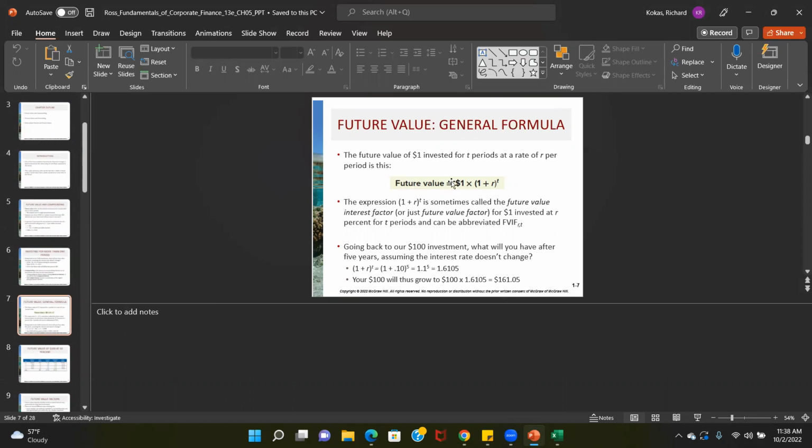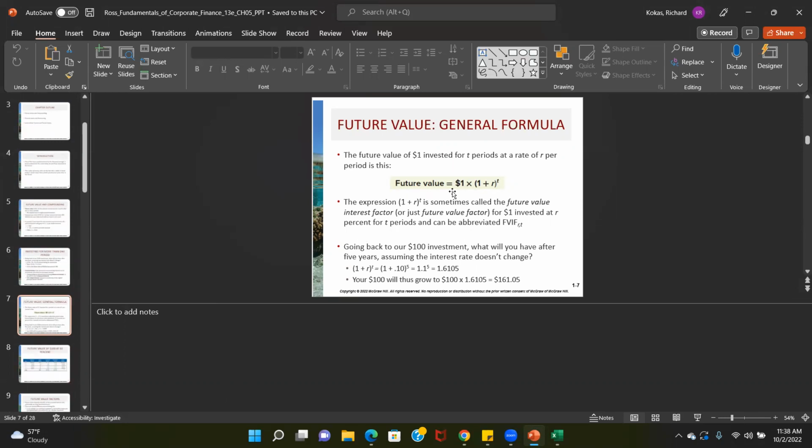And what it says is it equals $1 times 1 plus R raised to T. R is rate, so the interest rate. So 1 plus the interest rate. So we've actually been doing this, 1 plus the interest rate. Raised to T is the time. So that's how many years you're looking at. So if we're looking at 2 years, T would be 2. If we're looking at 25 years, T would be 25.